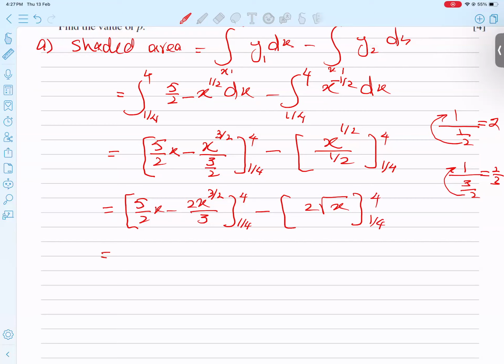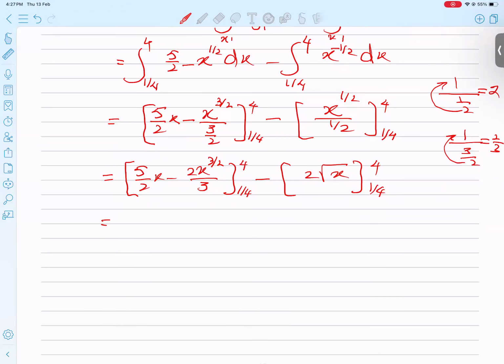Now I'm going to plug in, replacing every x by 4. When I plug in 4 here, this cancels out, 2 times 5 is 10. When I place 4 here, I get an 8, so it becomes 16 by 3. Upper limit done. Now I plug in 1 by 4. When I plug in 1 by 4 here, 4 times 2 is 8, so it becomes 5 by 8.